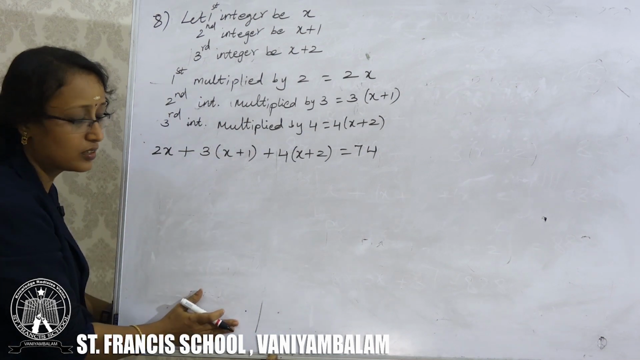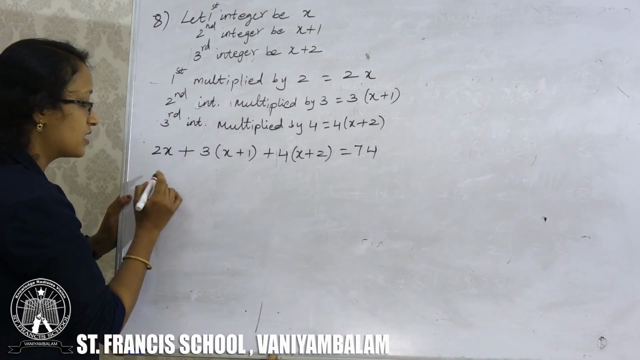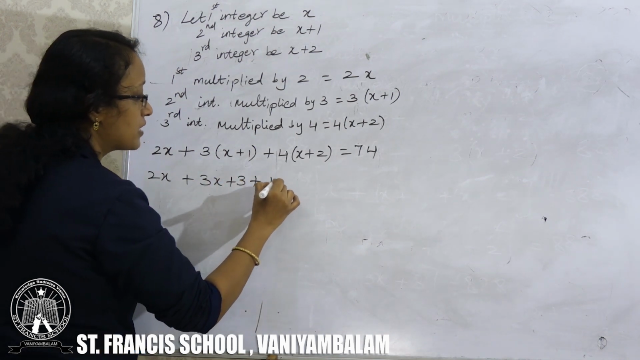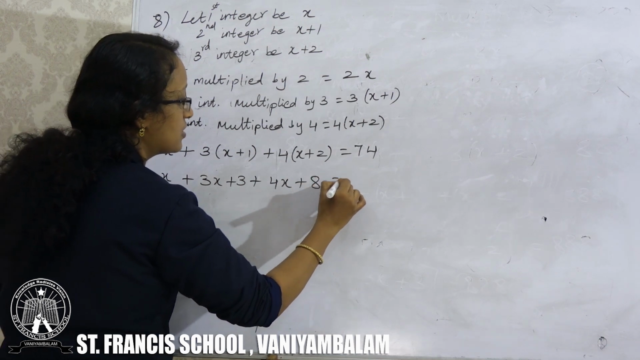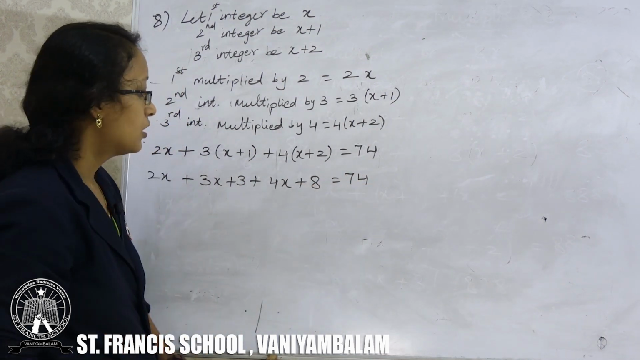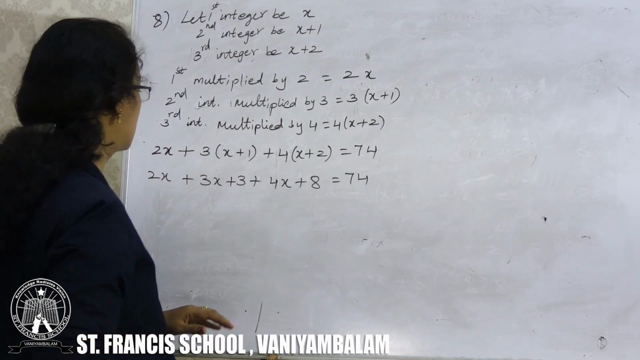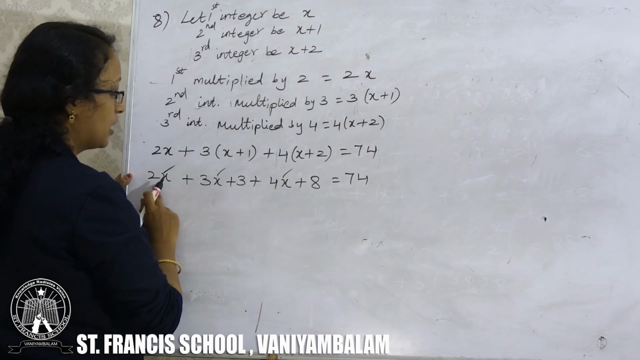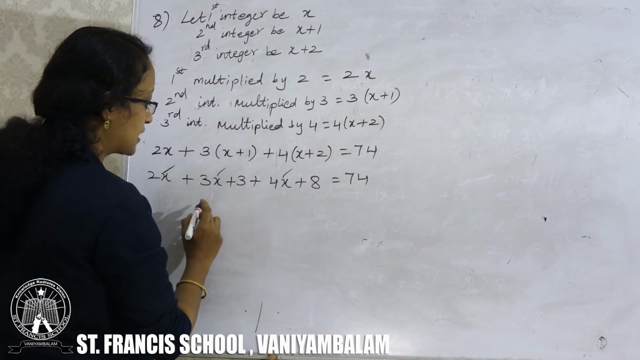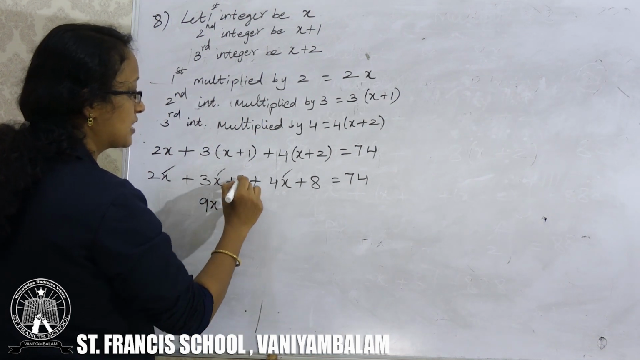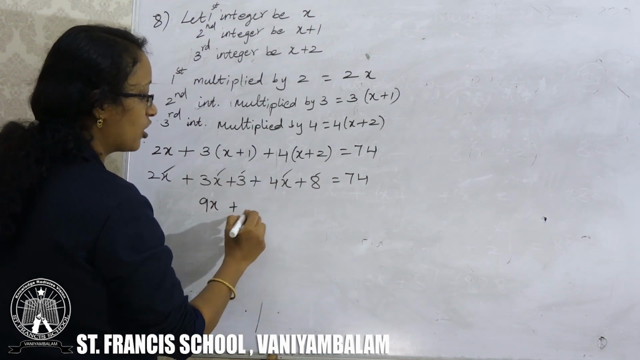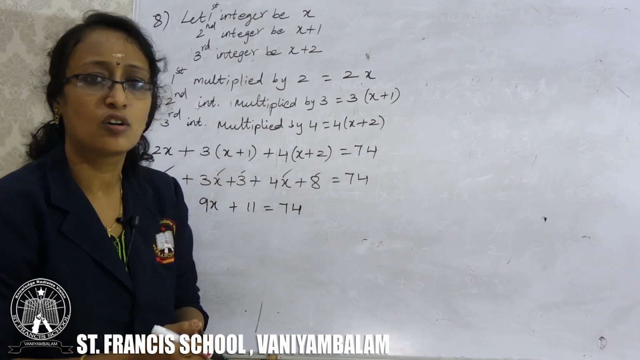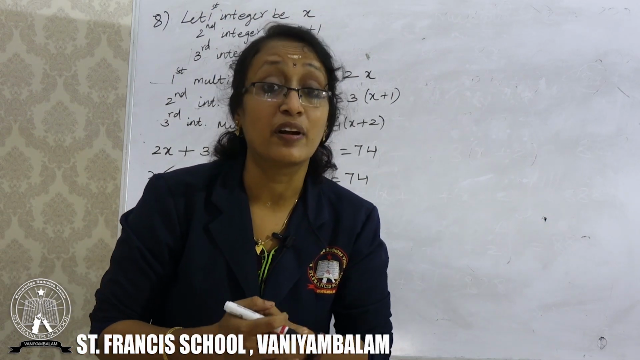I think you can solve this problem because you will multiply the 3 inside the brackets: 2x plus 3x plus 3 plus 4x plus 8 is equal to 74. So what will you do next? You will add the like terms: 2x plus 3x plus 4x. 2 plus 3 is 5, 5 plus 4 is 9x. Adding the constants, 3 plus 8 is 11, equal to 74. Now you can find the x value, right? Yes.